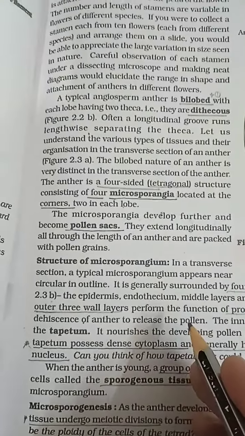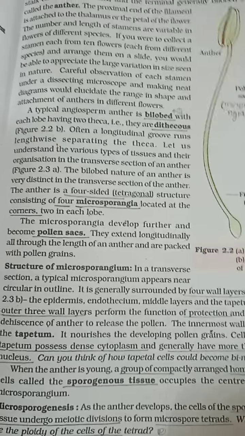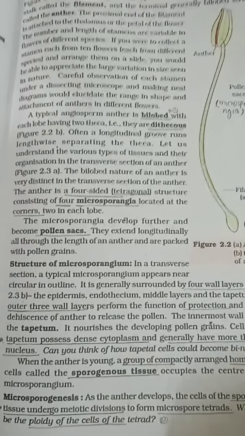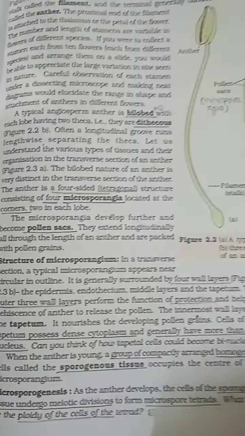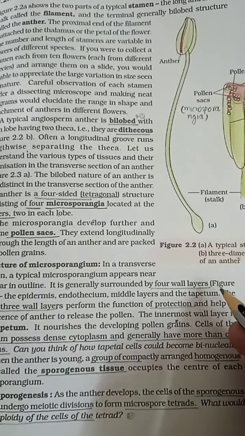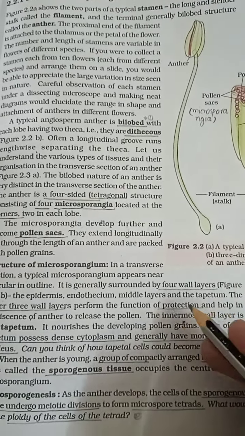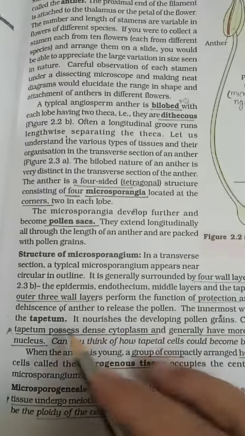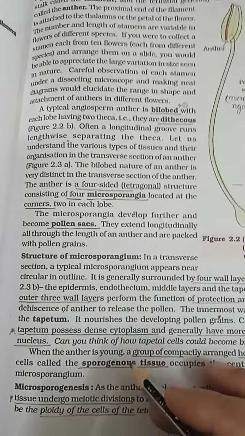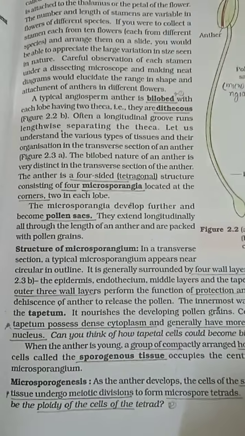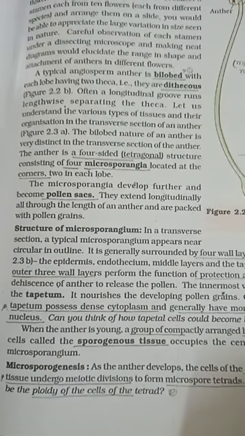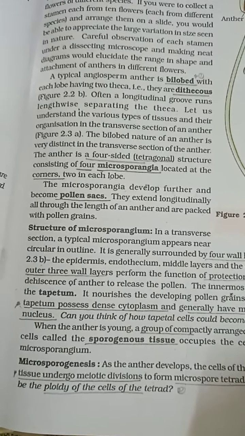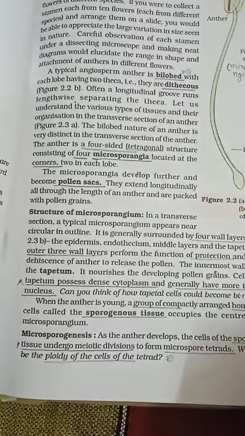Structure of microsporangium, that is the anther structure. When you see the transverse section of the anther, there are four layers: epidermis, endothecium, middle layers, and the innermost layer with dense cytoplasm, called tapetum. Of these four, three layers perform protection, and the tapetum provides nourishment, and this tapetum is multinucleated. Then inside the tapetum there is sporogenous tissue, which helps in the formation of pollen grains.